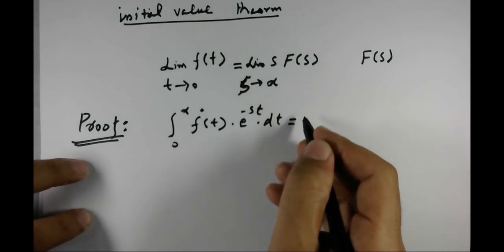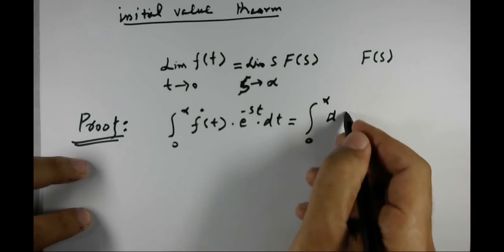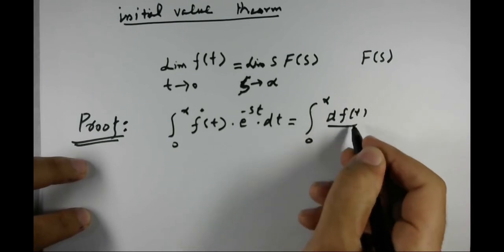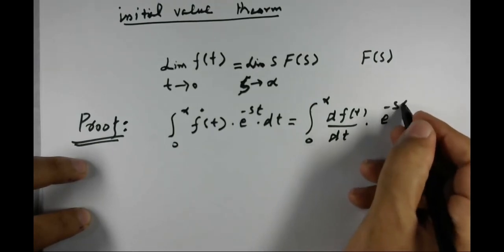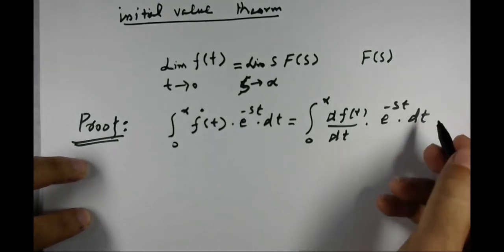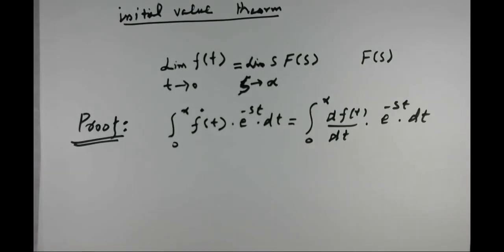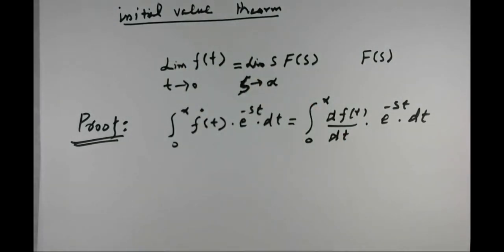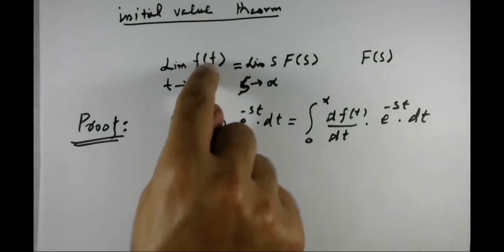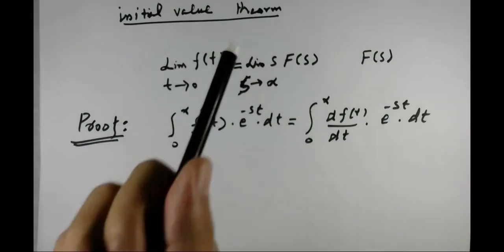So we can say that this is equal to the integral from 0 to infinity, and this is the time derivative of f of t. So we can say that this is df of t by dt times e raised to the power minus st dt. Just solve this integral, and you will get the idea of how this thing equals this thing. When s approaches infinity, s F of s gives you the initial value for the function f of t. This is the same as when t approaches 0, you put this limit for f of t.